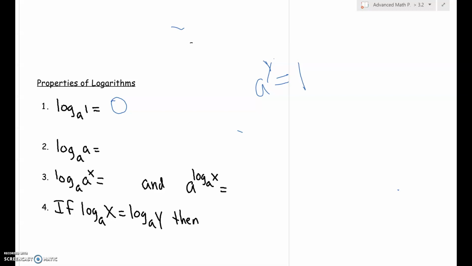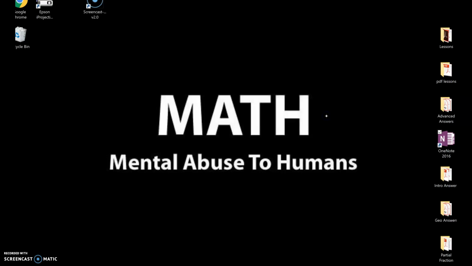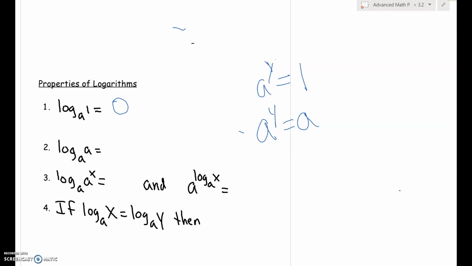If we use the same kind of logic and change log base a of a into exponential form, a to the y equals a. So what does y have to be? I'm going to pause here. Back. Sorry about that. So if we have a to the y equals a, what does y have to be? Well, it has to be 1.